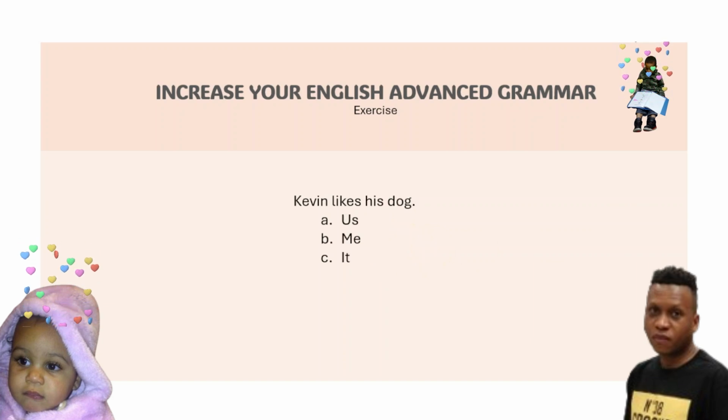Kevin likes his dog. Kevin likes us, nope, wrong. Kevin likes me, wrong. Kevin likes it, because the dog, in this case, we don't know. In English we don't say the female dog like a bitch. No, we don't say that. We just say a dog. If it's a female or a male, we just say a dog. But sometimes you're going to hear people ask if your dog is a male or a female, but we use it for animals. So we're going to say Kevin likes it. This one is the correct answer.